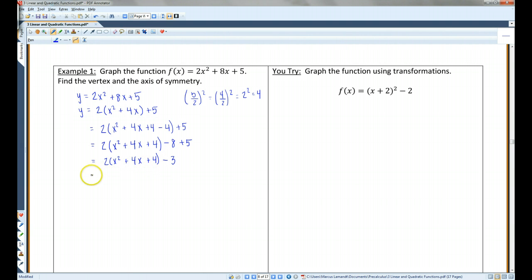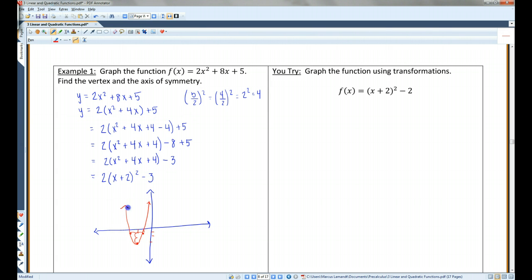This is a perfect square. Before I squared it, 4 was a 2. So I've got x plus 2 squared. So now when we graph this, it's going to move down 3, and it's going to move to the left 2. So there's the vertex. And it's being multiplied by 2, so I'm going to go up 2 over 1, and this way also, because it's symmetric.